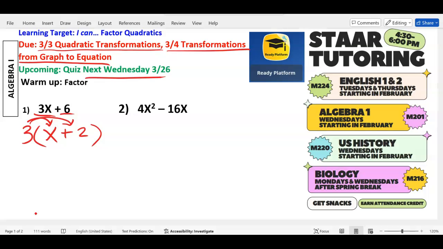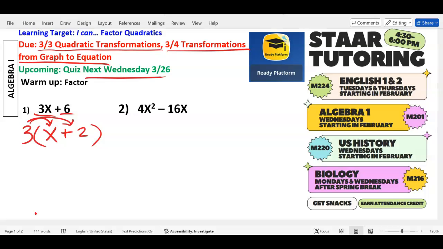And then look at number 2. You're going to have to do something like this. What factors do we have in common on number 2 here? First of all, 4 and 16, technically a negative 16. What goes into 4 and 16? First period said 2, which is right. But what's the biggest number that goes into 4 and negative 16?